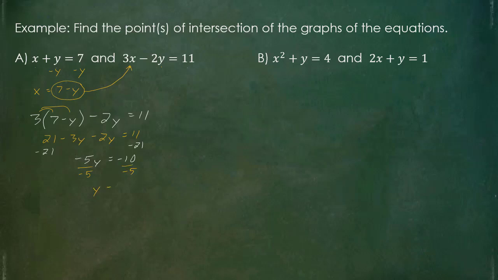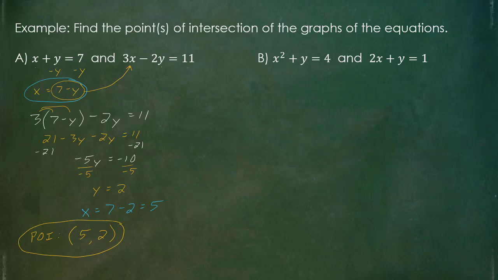And I get that the y-coordinate of my point of intersection is going to equal 2. To get my x-coordinate, I'm going to utilize that x equation I created at the very beginning and substitute that value in. So it would be 7 take away 2, which gives me 5. So in the end, this did have a point of intersection. The two graphs have a solution that they share, and it happens to be this point or ordered pair, 5, 2.